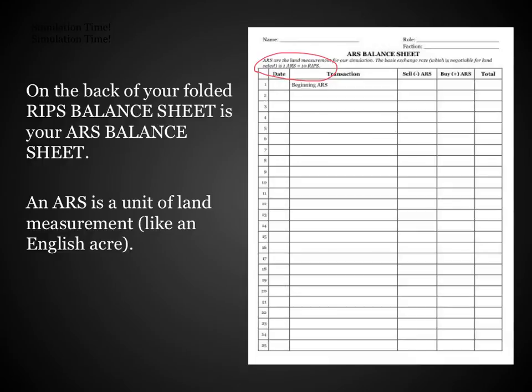That said, when you buy and sell land from one another, you can negotiate the price of that Rs. You can negotiate it up, and it can be more expensive than 10 RIPS, or you can negotiate it down, and it can be cheaper than 10 RIPS. That's going to be entirely up to the 2 negotiators.